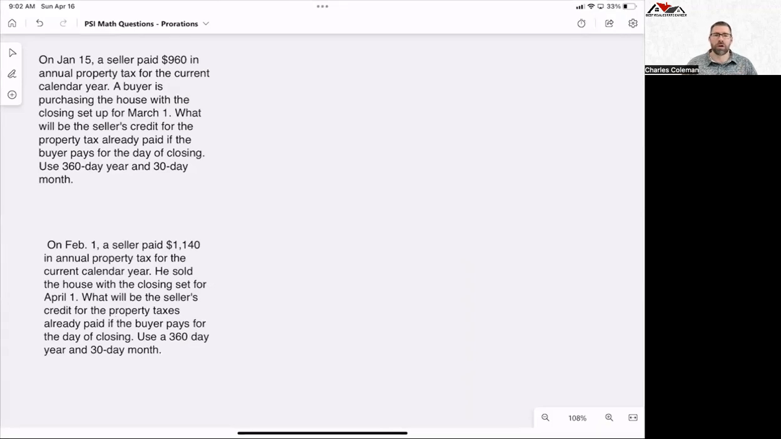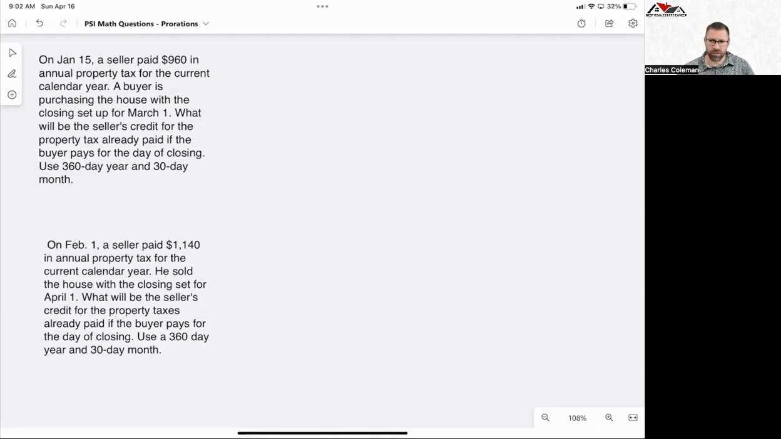All right, so a couple things going on here, right? We're talking about prepaid. So the seller has paid all of the property taxes for the current year. Don't worry about the January 15th. This is just to throw you off, to give you some place to start that you're not supposed to be really looking at. The other thing is we're using a 360-day year. The buyer owns the day of closing, and we're doing 30-day months.